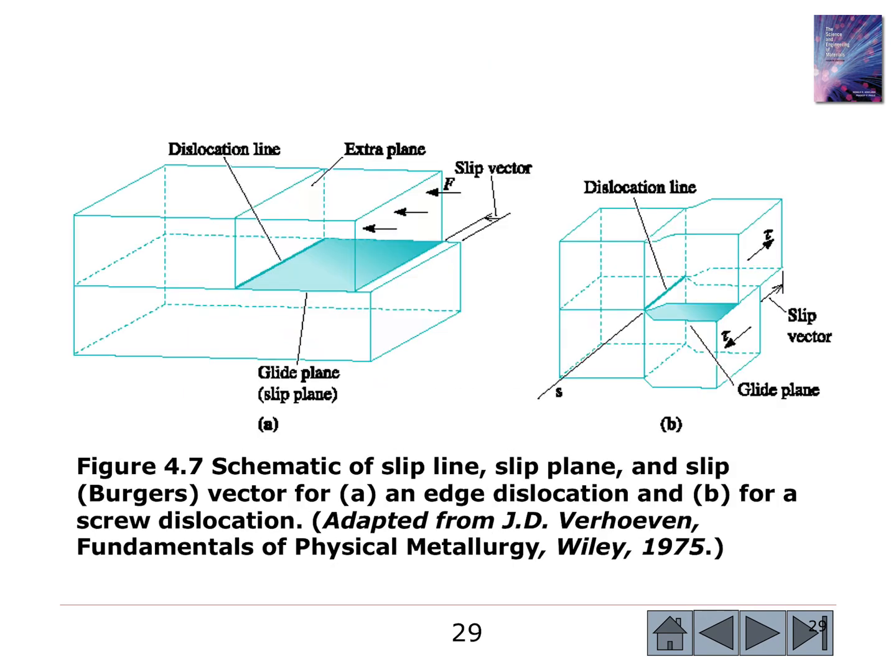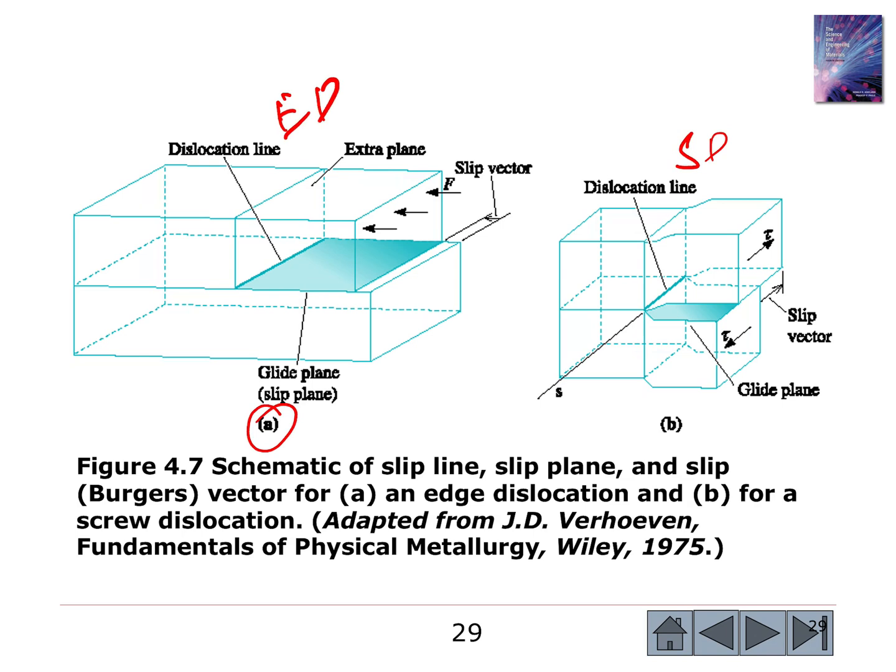Okay, if you look at this figure, in figure A, schematic of slip line, slip plane and slip Burgers vectors. For A, this is edge dislocation, right? And B for screw dislocation. So this is screw dislocation and this is edge dislocation.